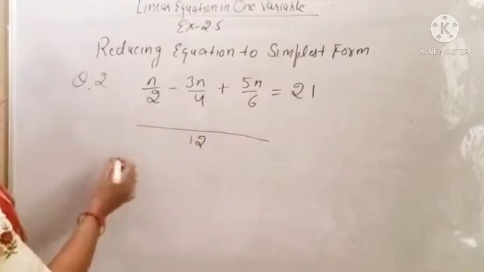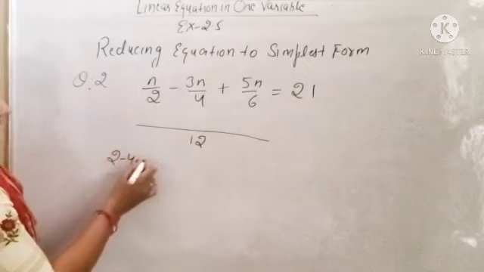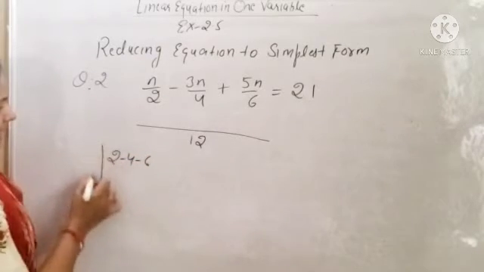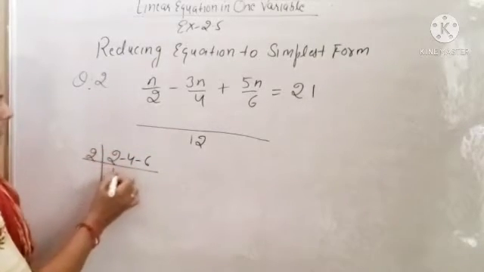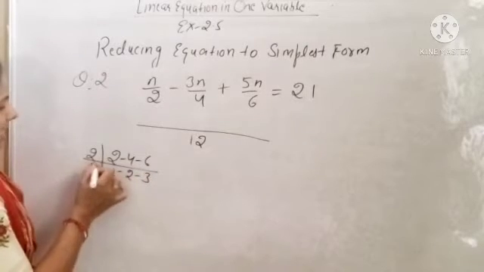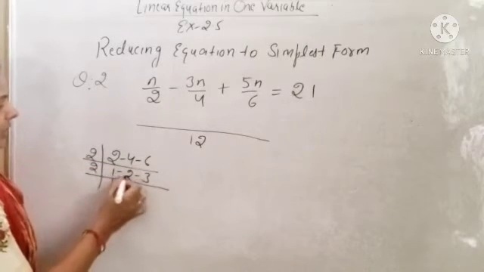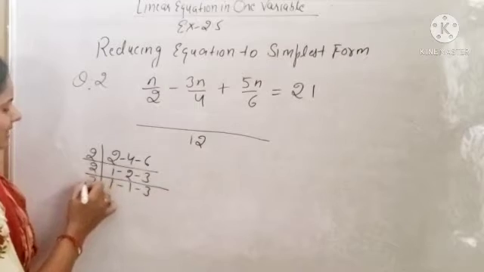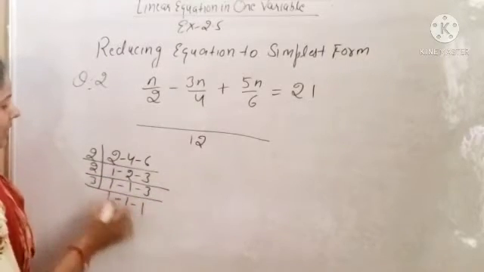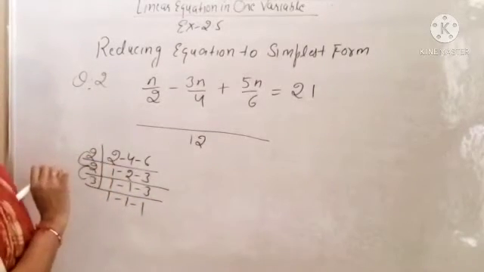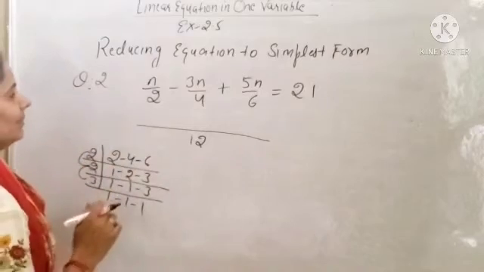2, 4 and 6. You can apply the factorization method. How will you find the LCM, beta? 2 1s are 2, 2 2s are 4, 2 3s are 6. Again you will divide by 2, 1, 2 1s are 2, 3 as it is. You will divide by 3, 1, 1 and 1. So 3 2s are 6, 6 2s are 12. Clear? So 12 will be the LCM of the numbers.